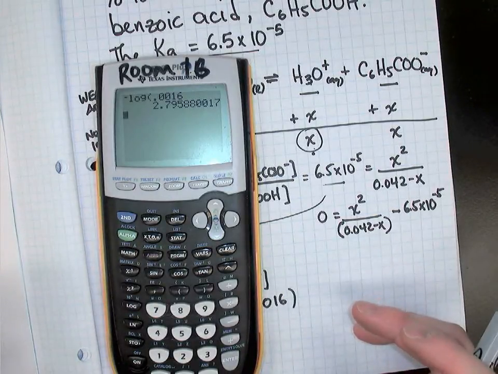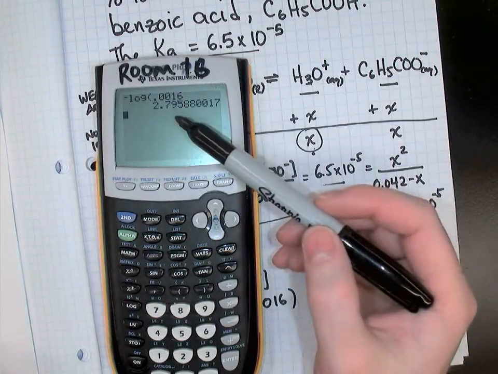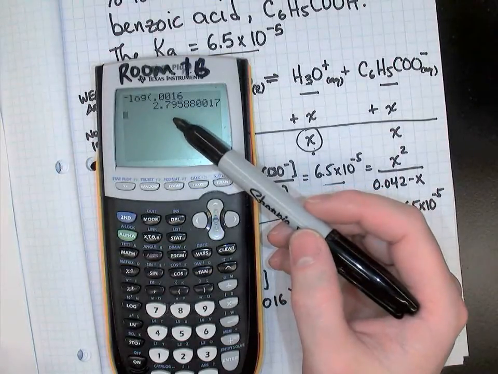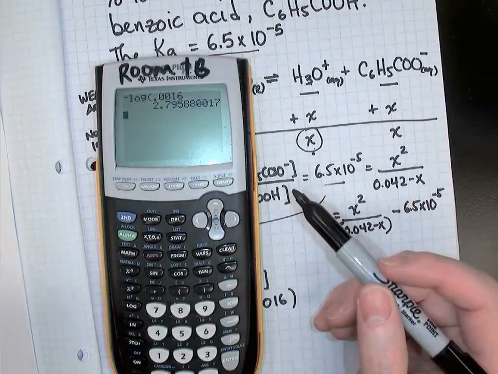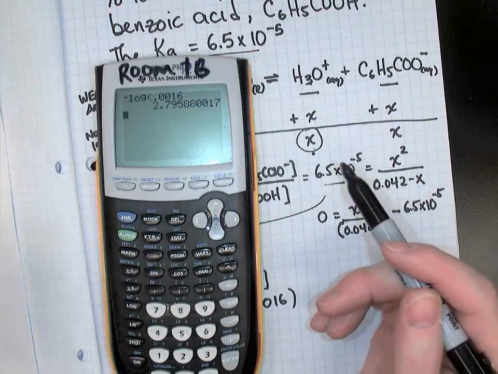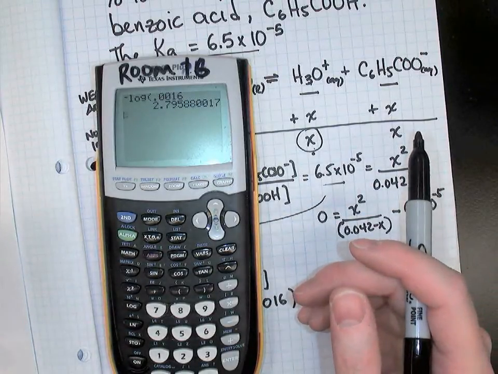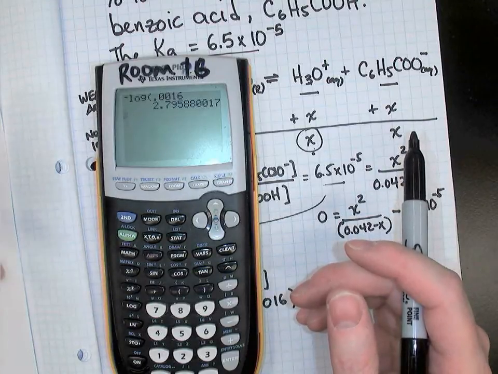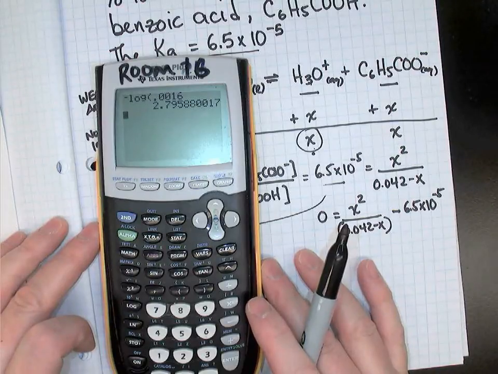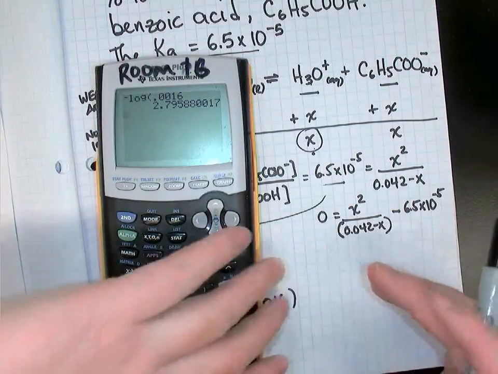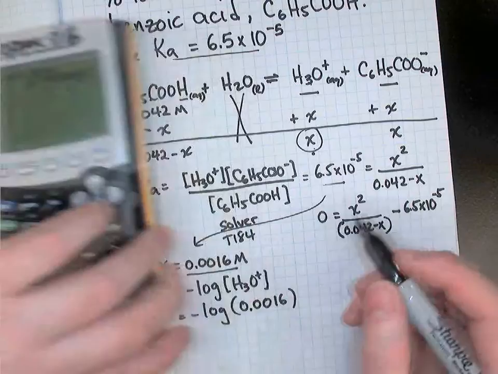I'll round that off to 2 significant digits, which in a pH means 2 decimal places. The number in front of the decimal in a pH is never considered significant. So if I have 2 significant digits in the concentration, 0.0016, I want to keep 2 decimal places now in my pH. So 2.795 will become 2.80.